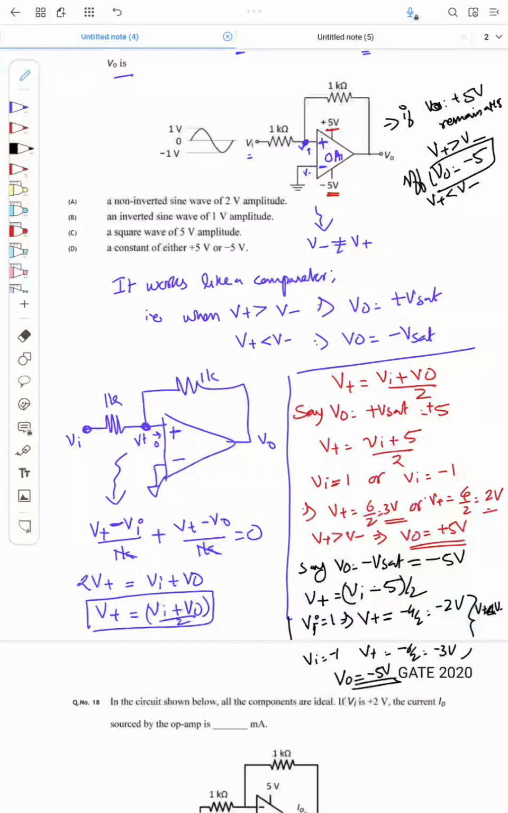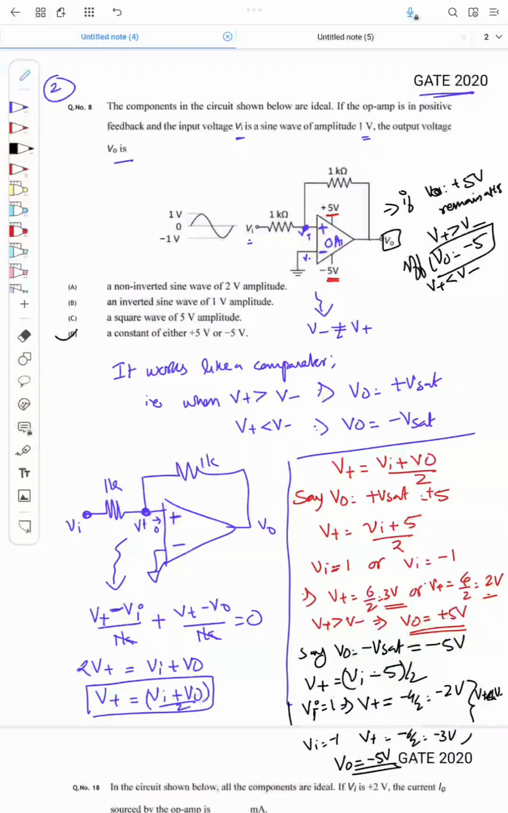Fine. So always V naught is a constant, either plus 5 or minus 5, and it depends on the initial state. If initially it was plus 5, it will remain at plus 5, or if it was initially minus 5, it will remain at minus 5. So the answer is, it's a constant and remains either at plus 5 or minus 5. Fine. So this is how we solve this question.